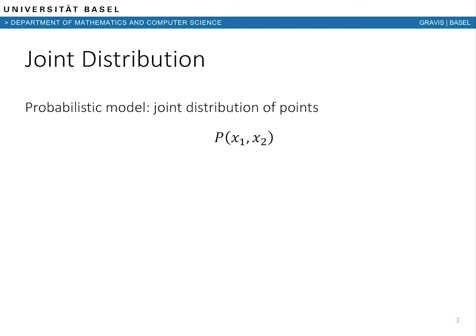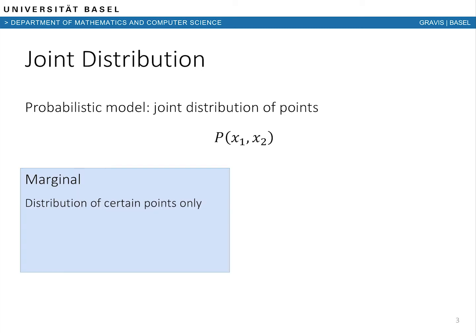Our models will be mainly joint distribution models, as you've learned in the shape modeling course. So given a distribution of 2 points, I would like to quickly repeat two basic operations we can take here. The first one is a marginal model. Here we are interested just in the distribution of certain points only, for example just x1 in this case. It can be easily obtained by summing over the other points which we are not interested in.